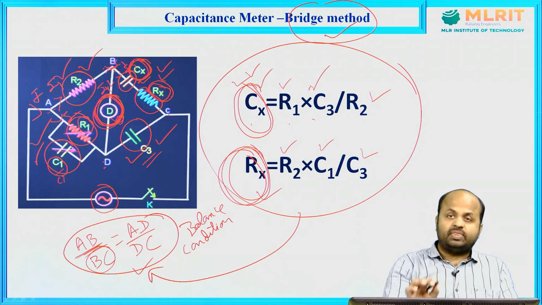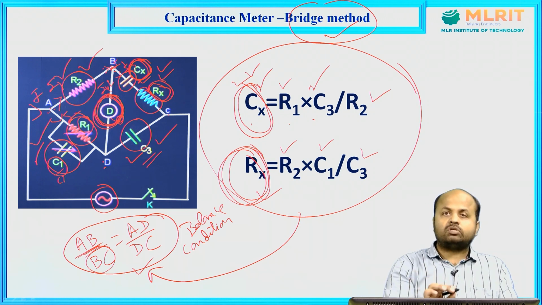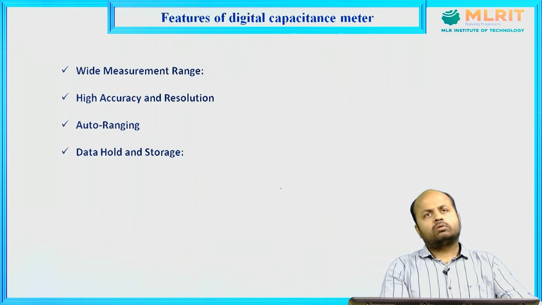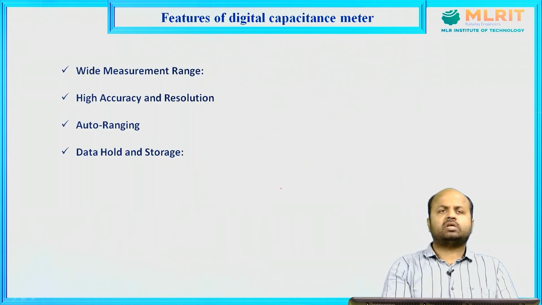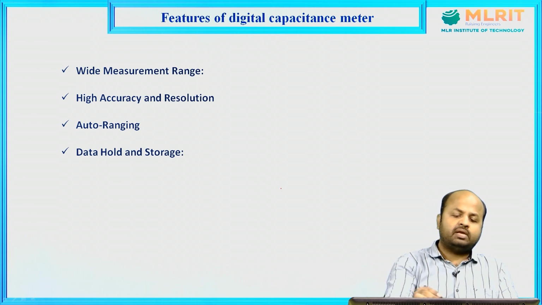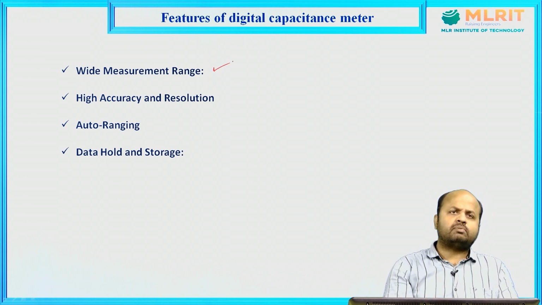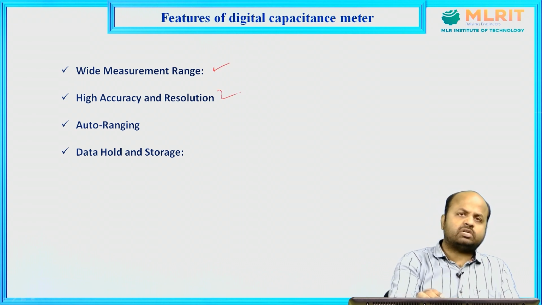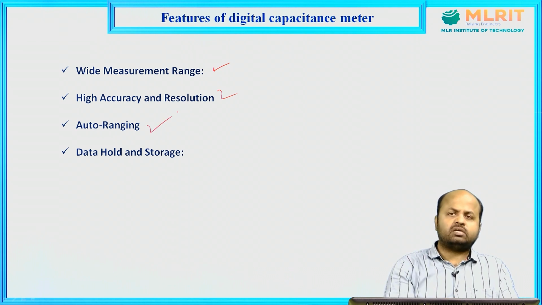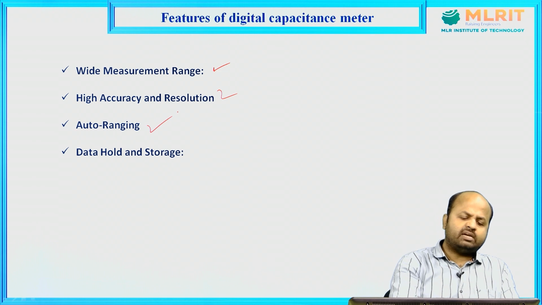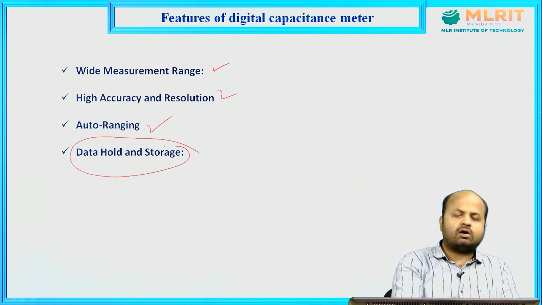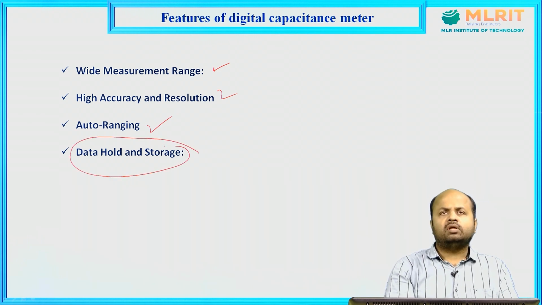So in this way, the time constant as well as the bridge method works. What are the features of a digital capacitance meter? It can be used for a wide measurement range. It is highly accurate and resolution is also high. Auto ranging, it can adjust the range automatically, and it also has data hold and storage capacity. So these are some features of a digital capacitance meter.